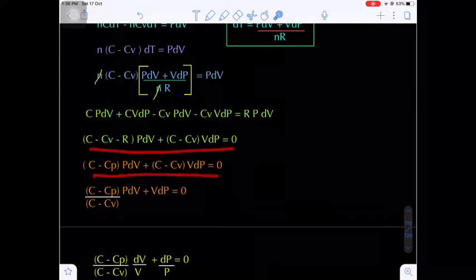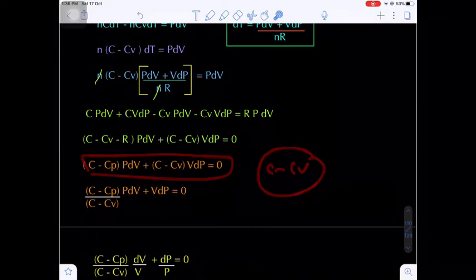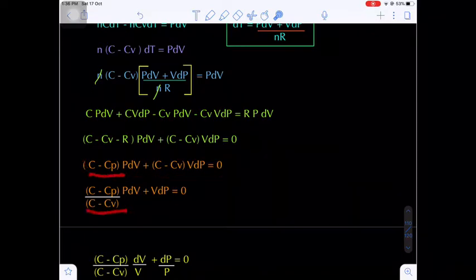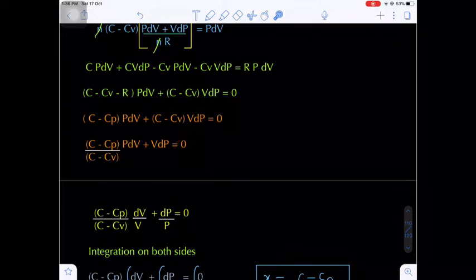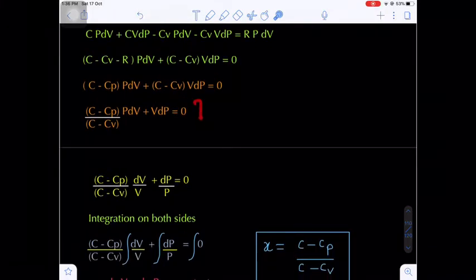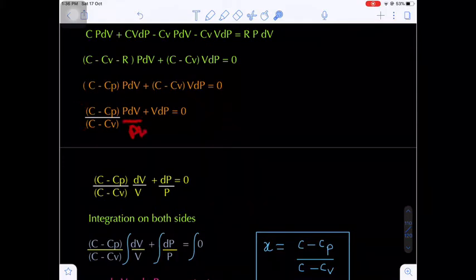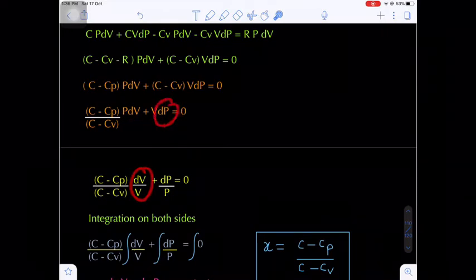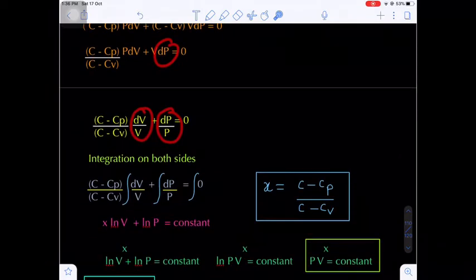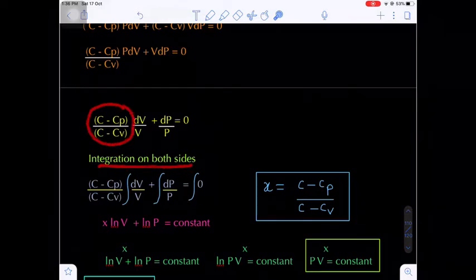Now here I am dividing this equation by C minus Cv on both sides. Then (C minus Cp) by (C minus Cv) appears, and the other term becomes 0 by (C minus Cv), which is nothing but 0. After that, I am dividing the whole equation by PV. If you divide by PV on both sides, you will get dV by V and dP by P. Are you getting my point? After integration, you know that (C minus Cp) by (C minus Cv) is a constant.